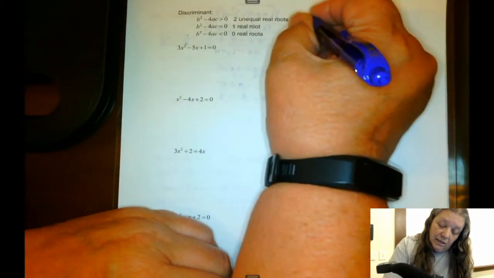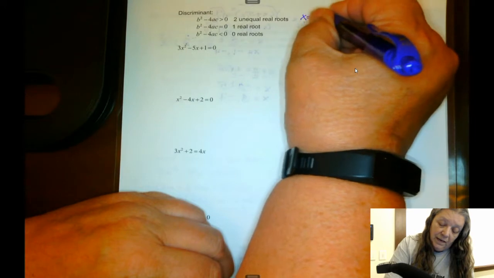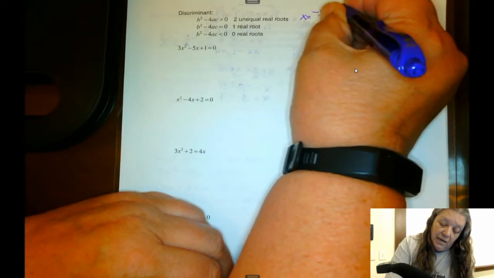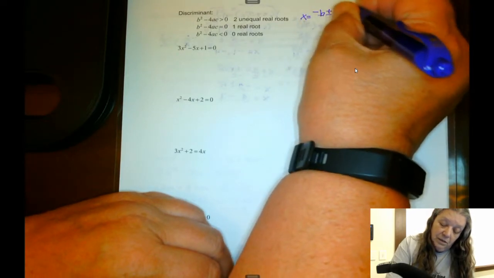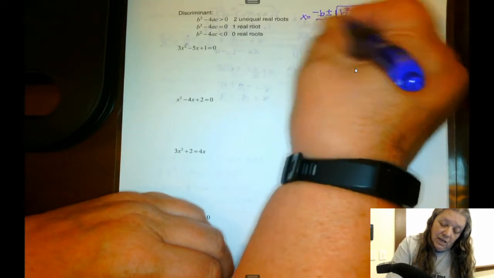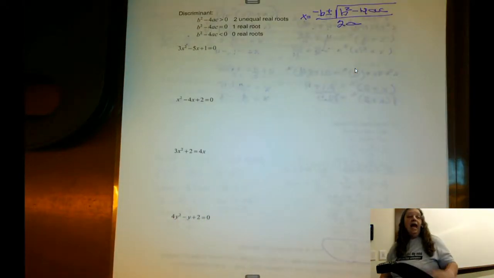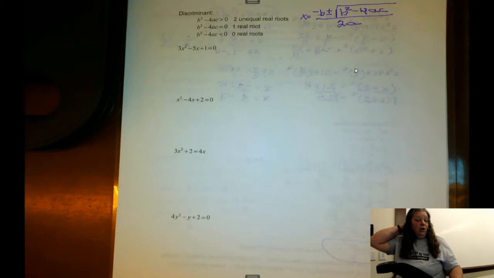Let me just write the quadratic formula again since we're going to be working with it. Minus b plus or minus the square root of b squared minus 4ac, the whole thing, over 2a. Now, if you do this and come up with two whole numbers, it means that it probably could have been factored, but we just couldn't think of the factors at the time.